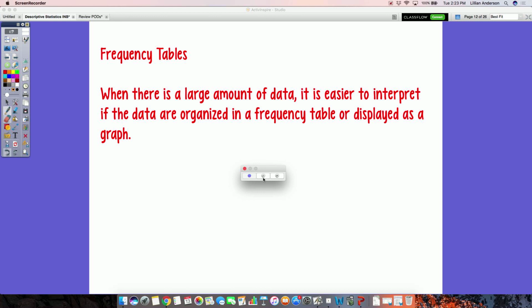Whenever you're dealing with a large amount of data, like for example the 60 pieces of data that you guys collected, it's easier to organize your data into a frequency table. A frequency table tells you the number of times an event, a category, or a group occurs.